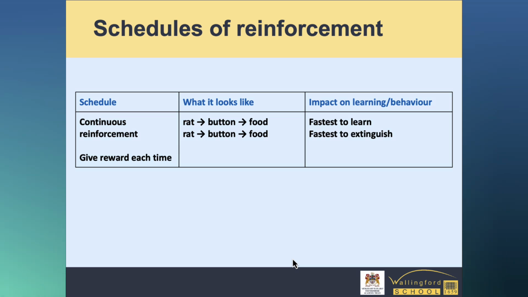What Skinner was interested in is what's the impact on learning? Well, he found that was a very fast behavior to learn. The animals were able to work it out very, very quickly, but also it was the fastest to extinguish. So if you stopped giving food when the button was pressed, the rat would very, very quickly learn to stop pressing the button.